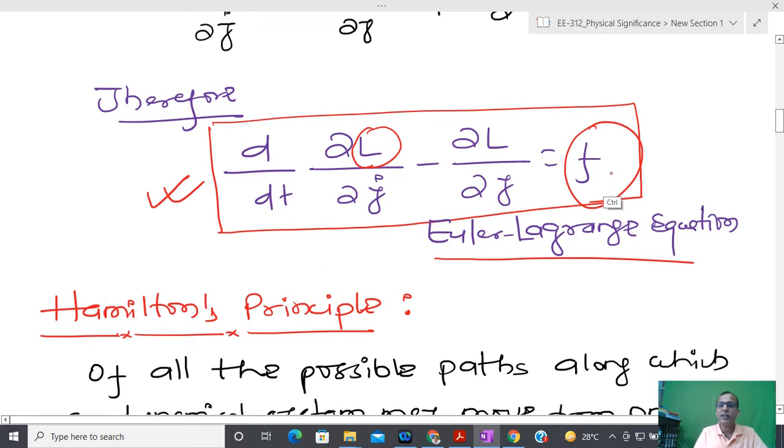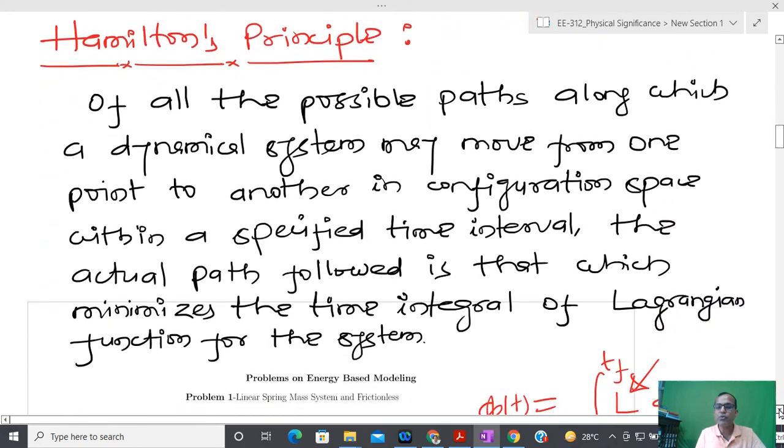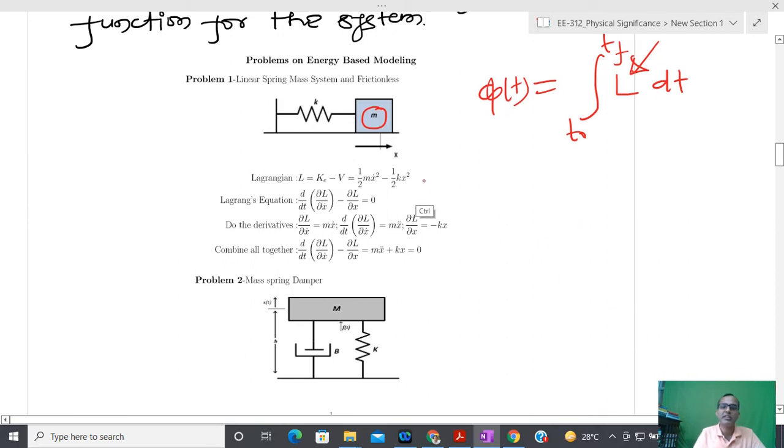Please be careful here: whatever external force is acting along this coordinate system. Y is just the coordinate in the vertically downward direction, so only that force I have to account for. There is no need to account for any horizontal force. I have to just see the force associated with the generalized coordinate. Here there is no external force associated with this generalized coordinate, and for that reason the right hand side of the Euler-Lagrange equation is equal to 0.